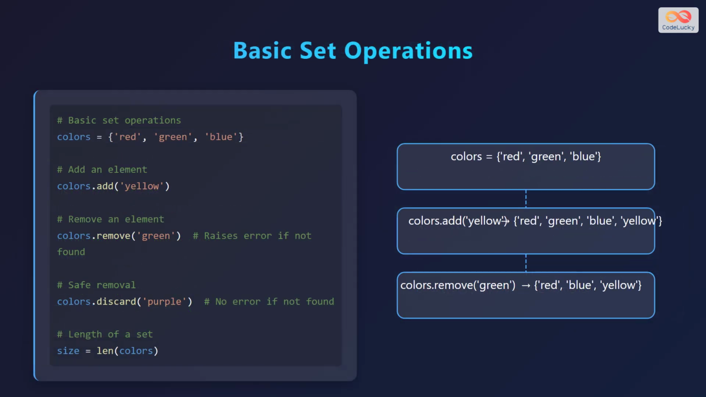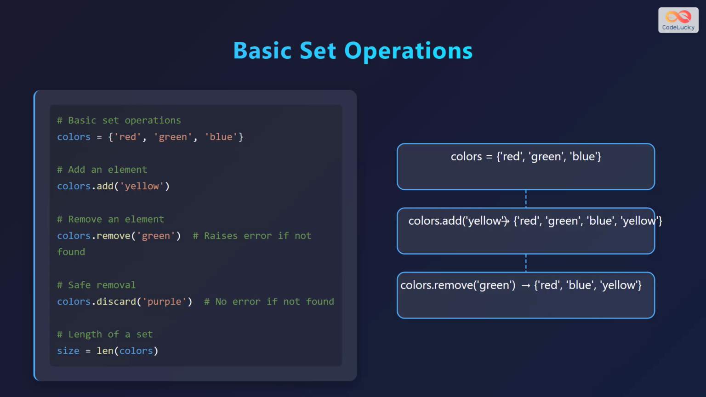Now let's explore some basic set operations. First, let's create a set called colors. colors = {red, green, blue}. To add an element to the set, use the add method. For example, colors.add(yellow). To remove an element, use the remove method. colors.remove(green).